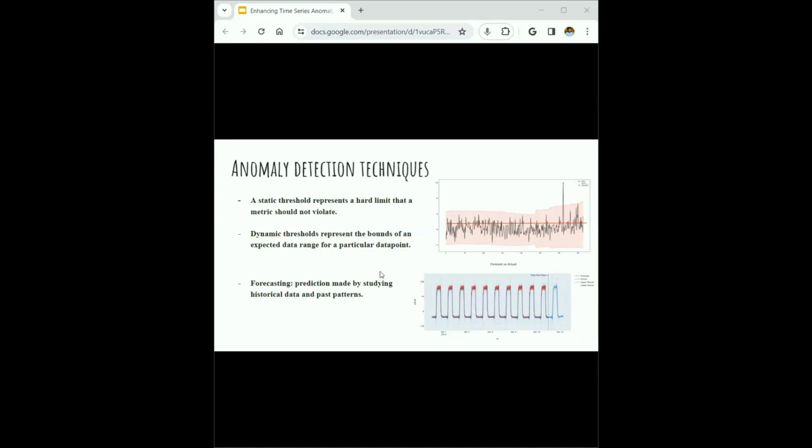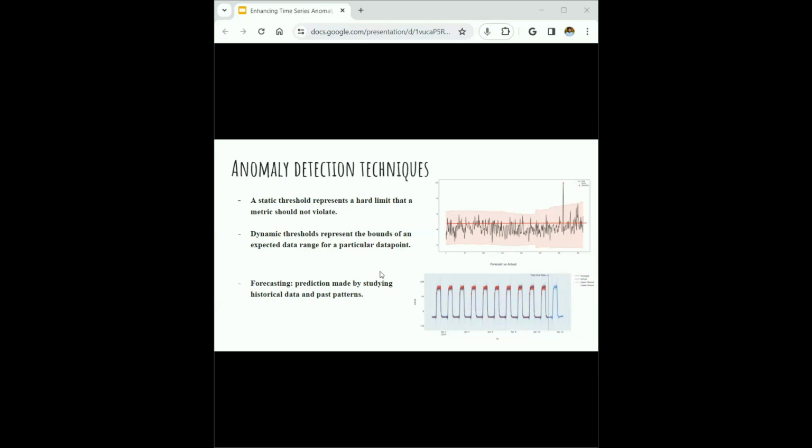A static threshold represents a hard limit that a metric should not violate. A dynamic threshold represents the bound and expected data range for a particular data point. And then there is forecasting, which is the prediction used by the algorithm. We define our own standards. What counts as an anomaly varies from business to business. I want to see $5,000 in my business, and if I see $50, that's an anomaly for me. That's my definition. It could be normal for others, but we don't have to follow that.